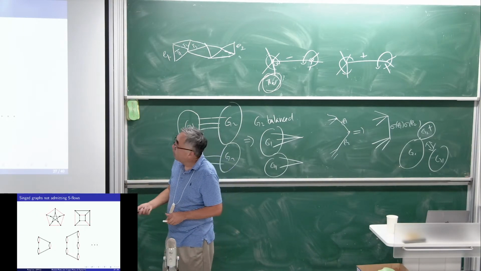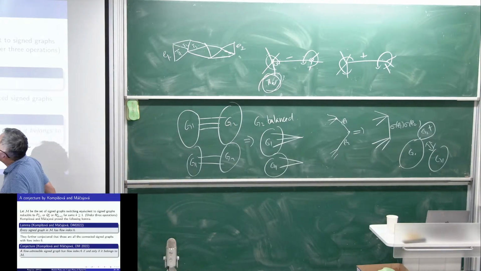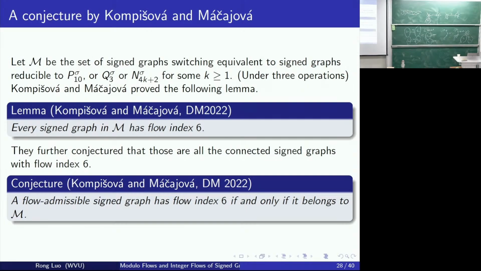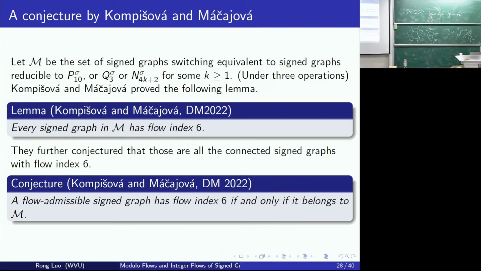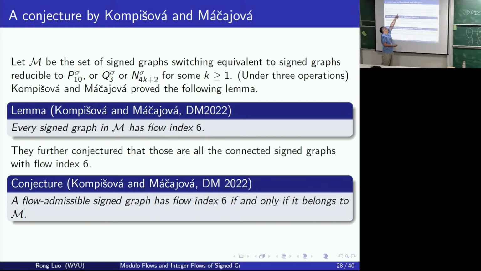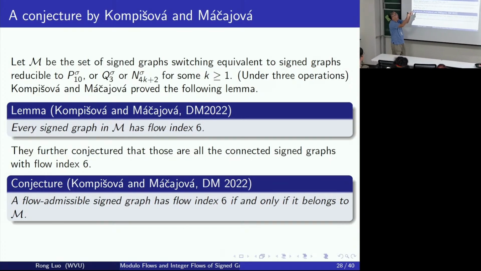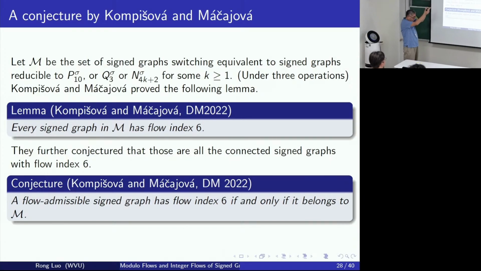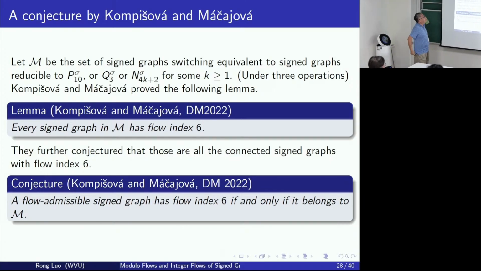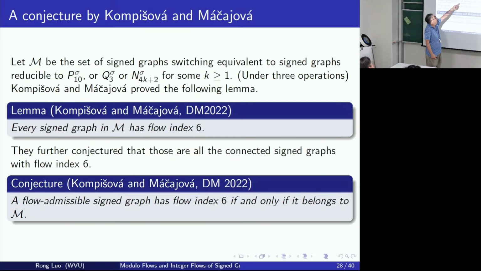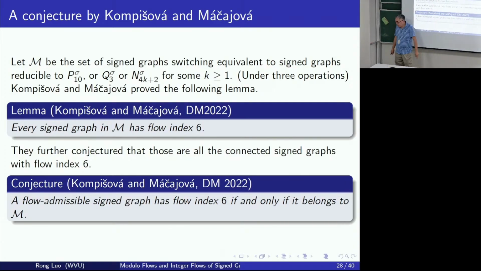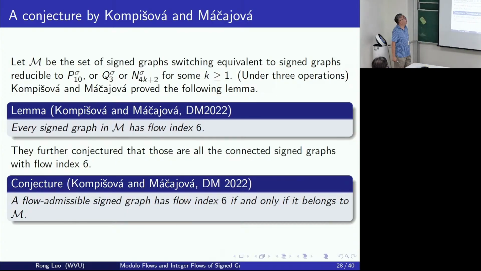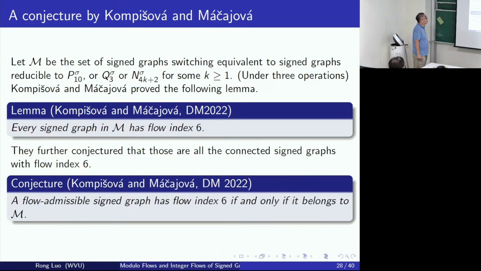Okay. And this is called M here. That just defines the family of graphs. So you can apply those 3 operations to reduce to one of those 3 graphs: the Petersen graph, the cube, and the 4k+2 graphs, the 4k+2 cycles. And the conjecture is to prove that every graph in this family has flow index 6, and that those are all the graphs which have flow index 6.